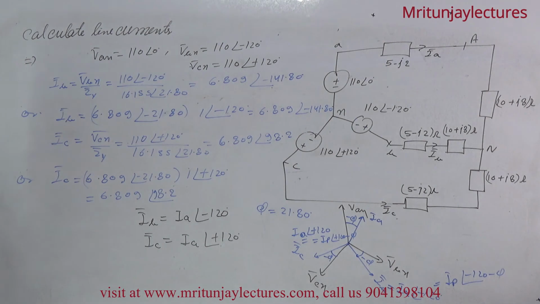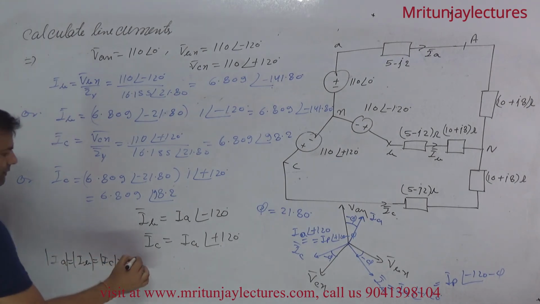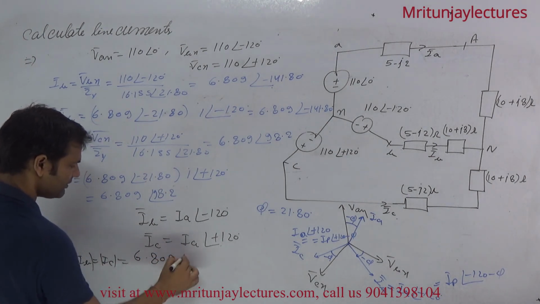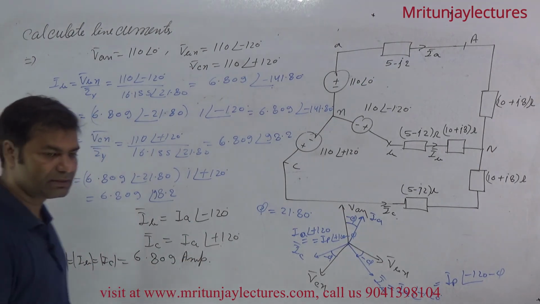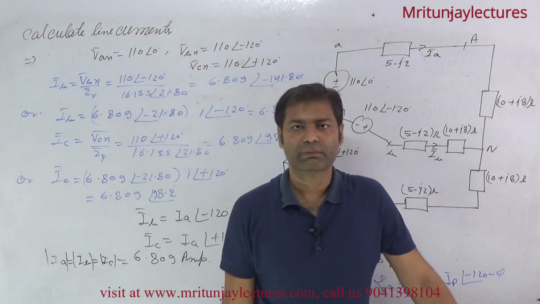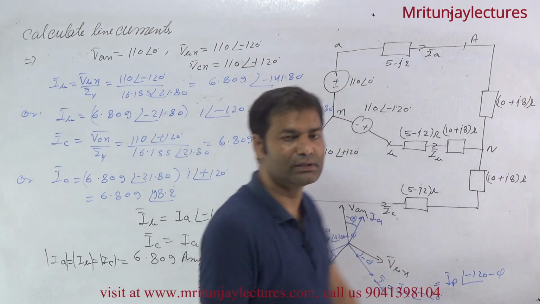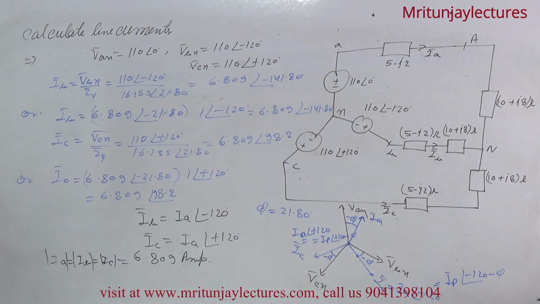What about the line current? Magnitude-wise, the line currents are the same, that is 6.809 ampere. Phase current and line current are the same in a 3-phase star connection. Clear? What about the sequence of the line current? That is ABC. Okay, make it.